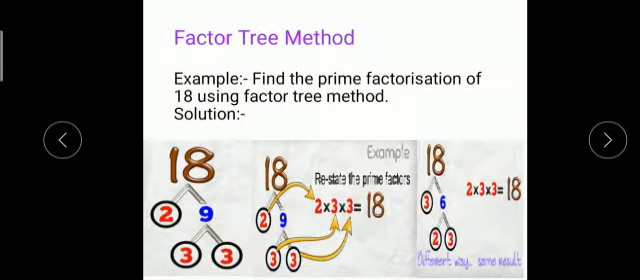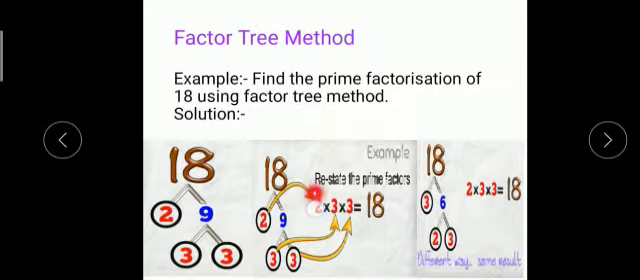So, the solution is here. Because we have to find the prime factorization of 18, we will write 18 here. Then if we check, 18 is the product of 2 and 9, so we write 2 and 9 here in this way. If you see, 2 is a prime number, so we will not make further factors of 2. But 9 is a composite number, so we will again factorize it and come up with prime numbers. So the factors of 9 are 3 and 3.